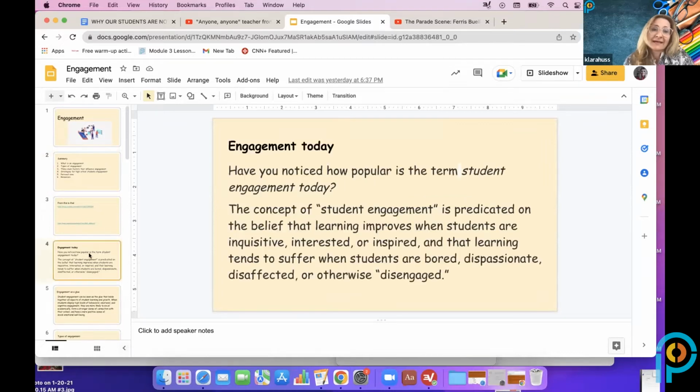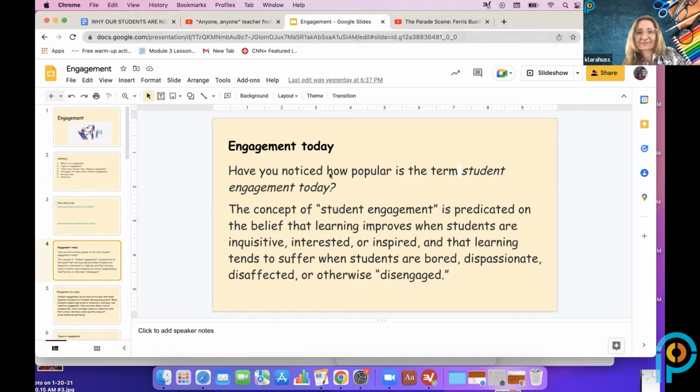So now, what is engagement today? We hear about it all the time. When I started as a teacher 20 years ago, or when I was a student, I did not hear much about engagement, but now we hear that word all the time. The concept of student engagement is predicated on the belief that learning improves when students are inquisitive, interested, or inspired, and that learning tends to suffer when students are bored, dispassionate, disaffected, or otherwise disengaged.